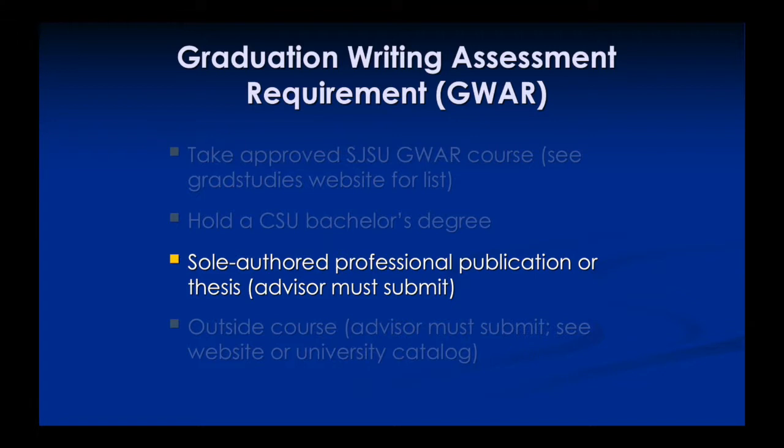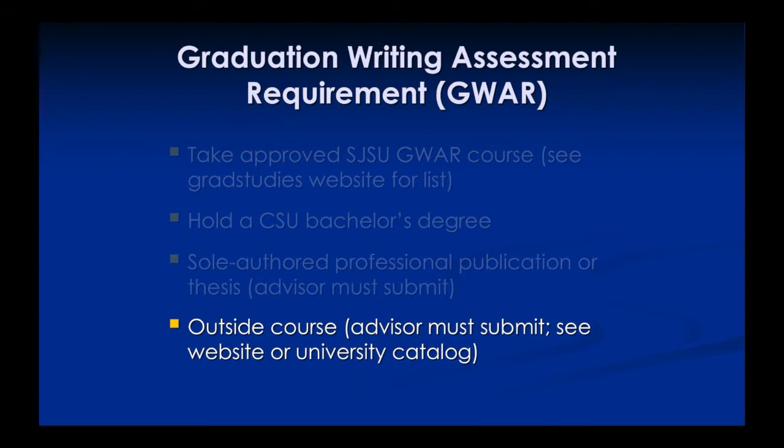The third way is a way many people choose to go, and it is if you took a course at your university, non-CSU university, that you think is equivalent, comparable to a 100W course here. If it covers approximately the same things, most of the important things, and has enough writing in it, and you got at least a B in it, then you would go to your advisor and provide your advisor with the evidence. We need syllabus, we need transcripts, we need probably some writing samples from that class.